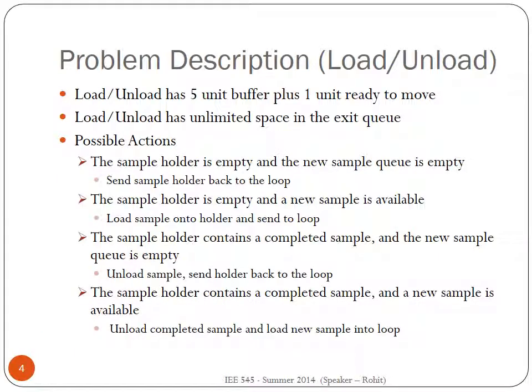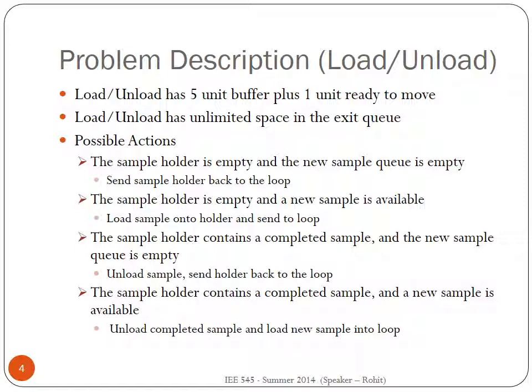Okay, so a little more about the load-unload area. It has a 5-unit buffer plus the 1 unit that's in progress. It also has unlimited space in the exit queue. When an entity gets there, there's 4 possible actions. The first one is the sample holder is empty, and the new sample queue is also empty. So what we would do in that scenario is send the sample holder back to the loop.